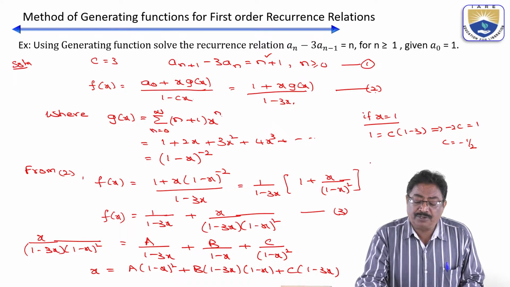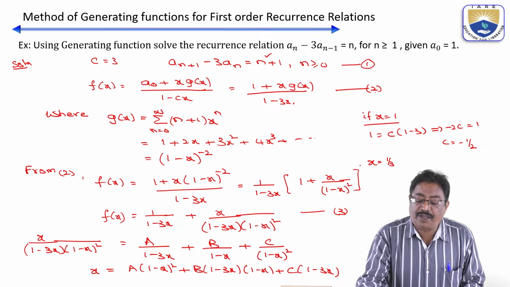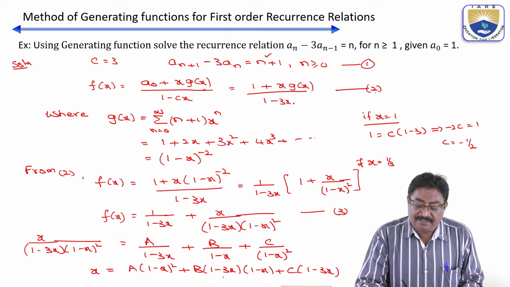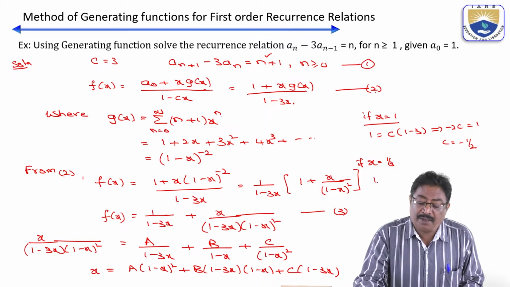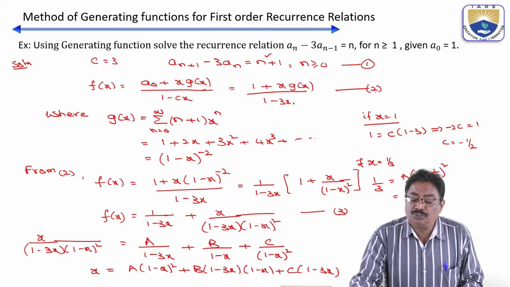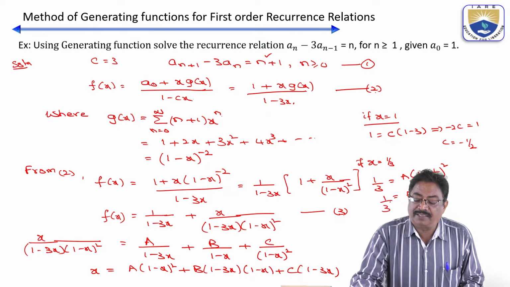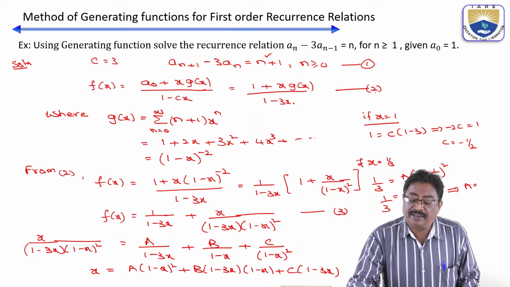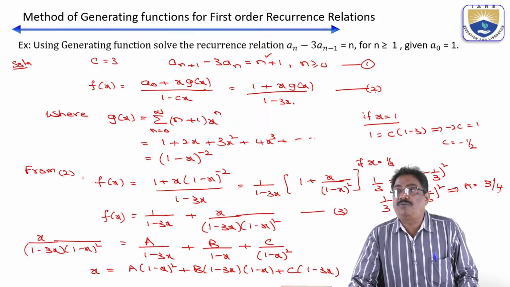And now if I take x equals 1 by 3, then this is 0 and this is 0. So 1 by 3 is equal to a into 1 minus 1 by 3 whole square. So it is a into 2 by 3 whole square, so it is 1 by 3. So subsequently a equals, what I am going to get, 3 by 4. 3 by 4 we are getting.